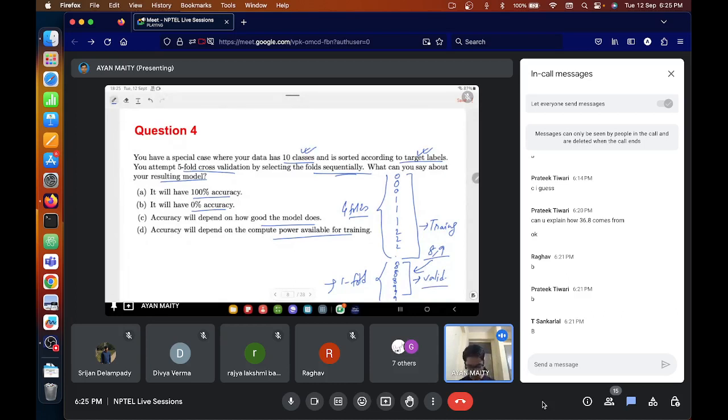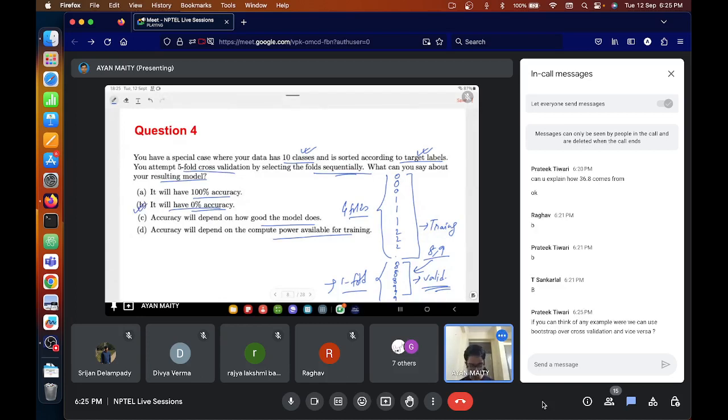So after training, the classifier doesn't even know that there are 2 other classes, 8 and 9, so it would never predict 8 and 9 during validation. So it will misclassify all the examples in the validation set, the last fold, and it will produce an accuracy of 0%. So the accuracy would be 0% for this classifier.